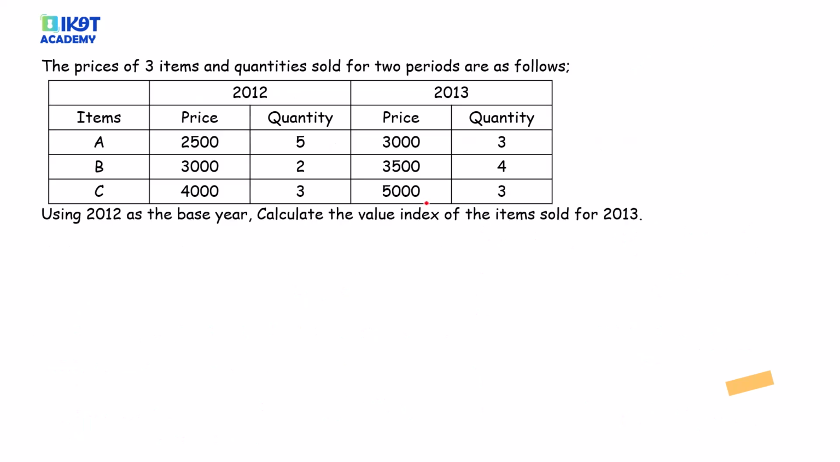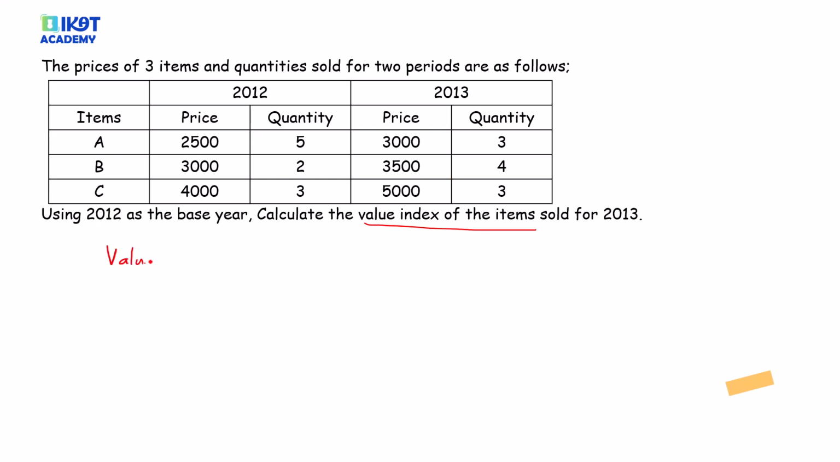Okay, so I think this should be the last example, then we'll go to the exercise. Here we see the prices of 3 items and quantities sold for 2 periods. We have items A, B, C, and unlike the other questions, here we also have the quantity. In 2012 we have the prices and the quantity, and in 2013 we have the prices and the quantity. This question asks us, using 2012 as the base year, to calculate the value index. This is the first time we are finding the value index.